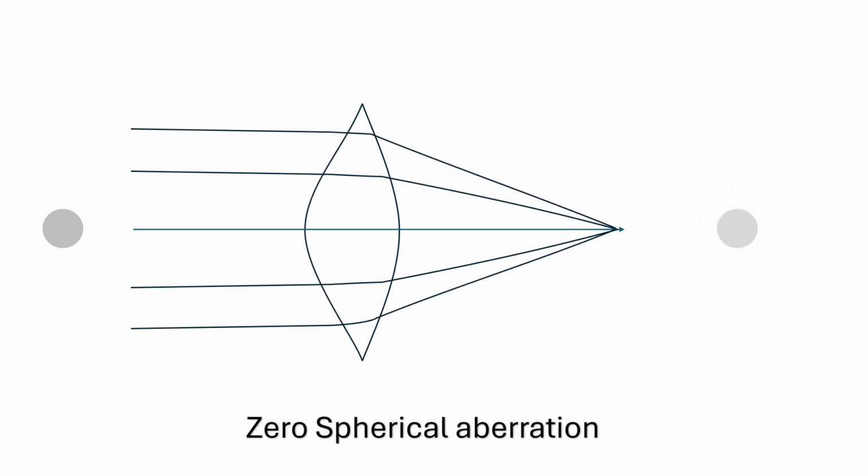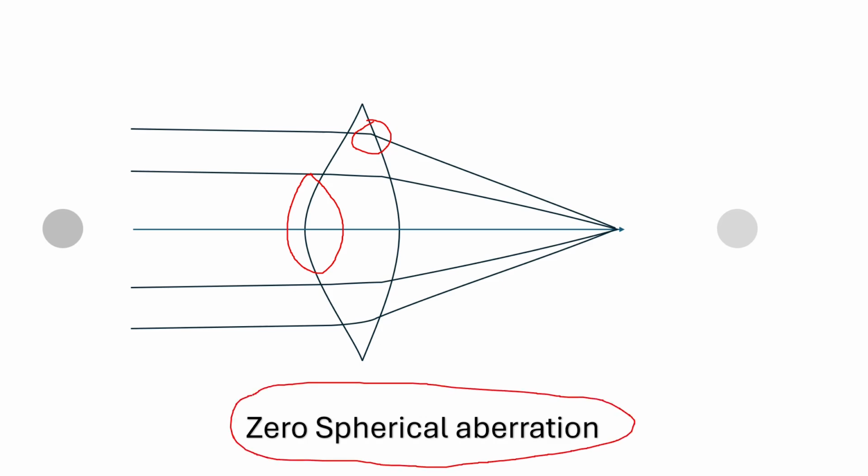So one solution is that you make the central part more curved or having more power so that this also converges the light as well as the peripheral part. So now we have a situation where we have zero spherical aberration and this can be designed. And now we have a point source of light forming a point image.